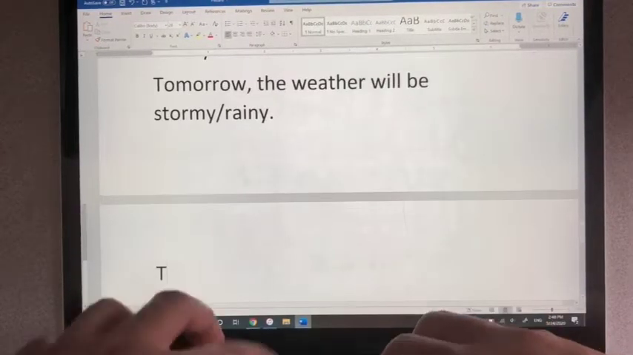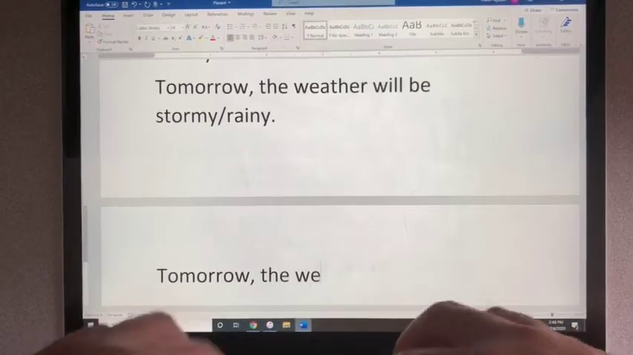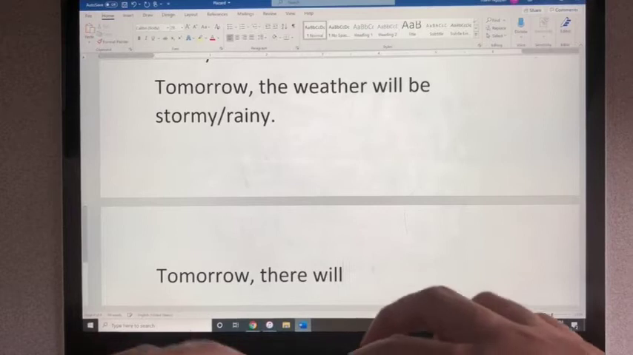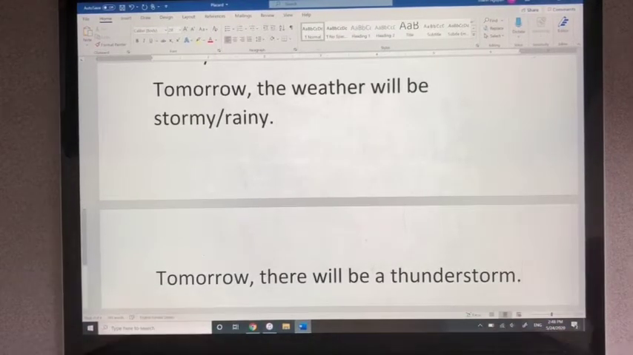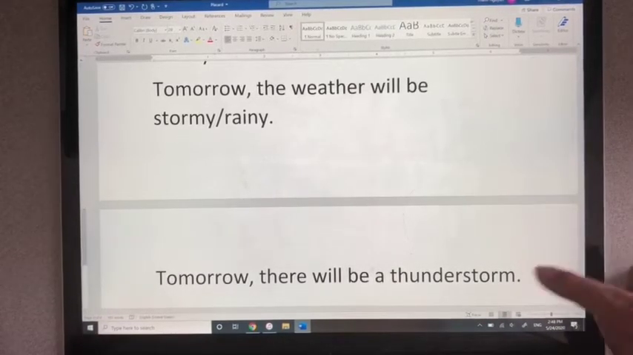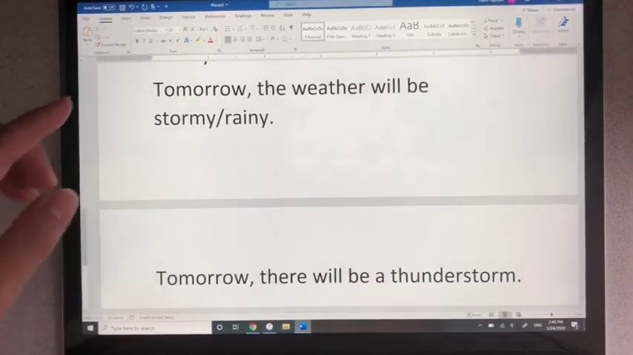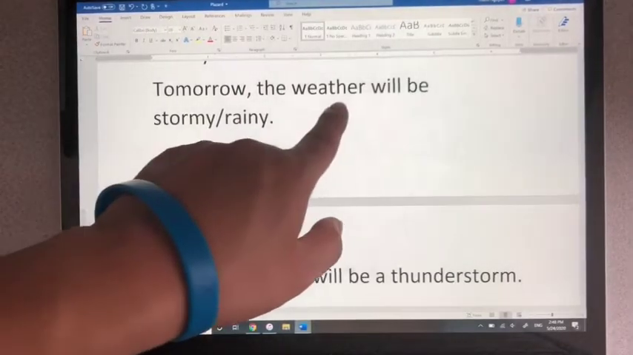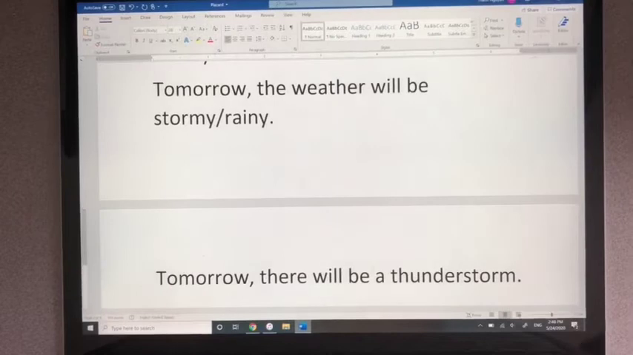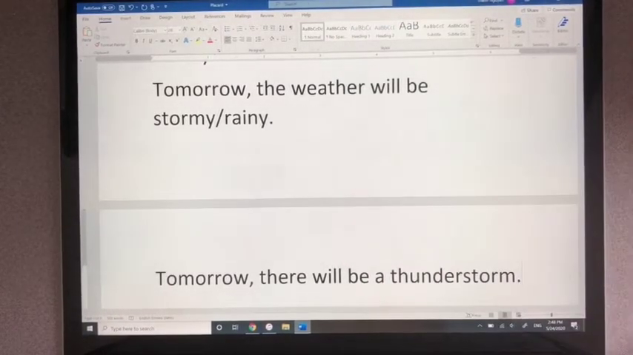Or we can say, tomorrow there will be a thunderstorm. Because a thunderstorm is a thing, it's an object, we have to say there will be a thunderstorm. Here we say stormy or rainy because this is the weather. So we say the weather will be. But if we have the word thunderstorm, we have to say tomorrow there will be a thunderstorm.